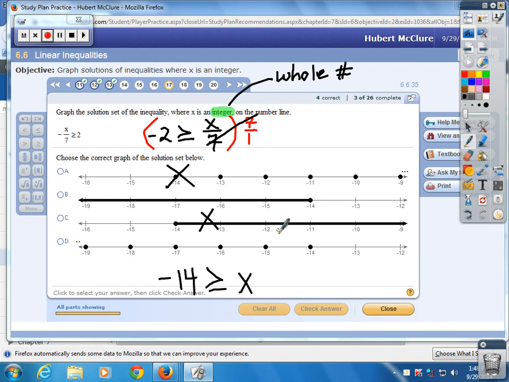Now, my next problem is, which is the answer? Nope, you're wrong. The reason this is not the answer is because these are all numbers: fractions, decimals, and whole numbers. What do we want? Whole numbers. So your answer is D.